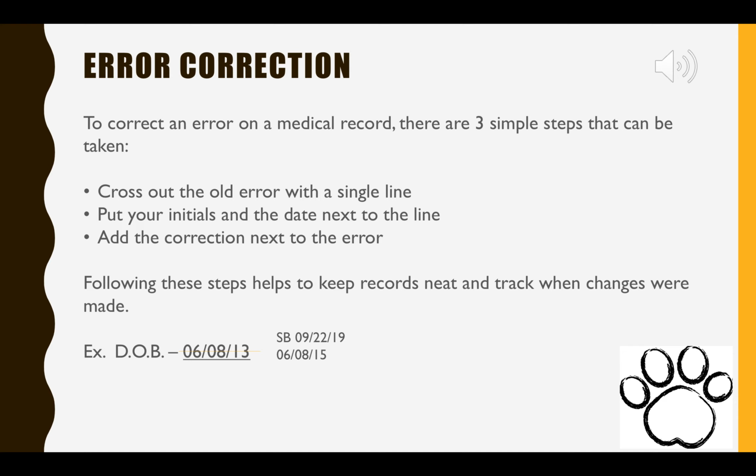Next, you add the correction right next to where the error is. So, following the example I made below, I'm doing a correction on an animal's date of birth, and the line is a little hard to see because it's bright orange, but you can see I crossed out the date, put my initials on top with the date of my correction, and then right below I have 06/08/15 as the correct date of birth.